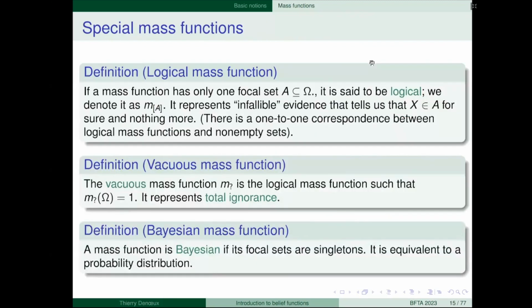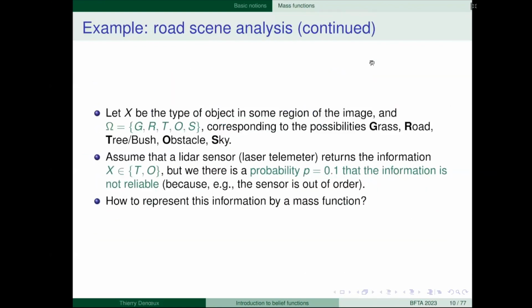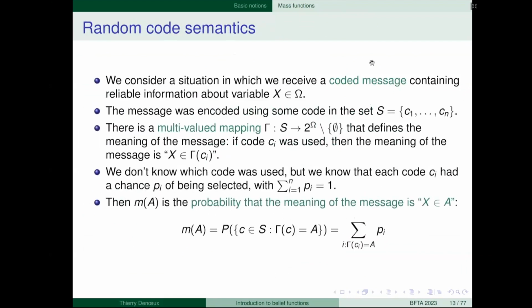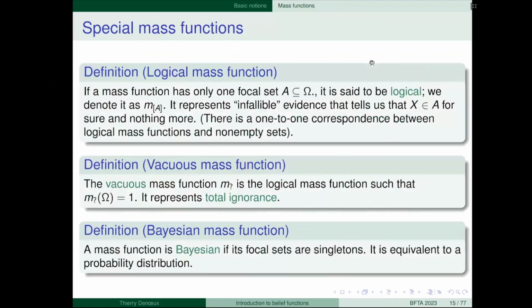Okay, here are some useful definitions. I forgot to say here, this is a very important definition: the sets that have a positive mass are called the focal sets. So if m of A is strictly positive, A is said to be a focal set of m. A particular case is when you have only one focal set. So you are sure that X belongs to some set A, absolutely sure. Such a mass function is said to be logical, because it's equivalent to a logical proposition X belongs to A. And we will denote it like this, m sub A in brackets.